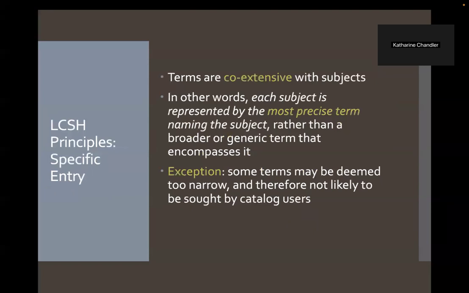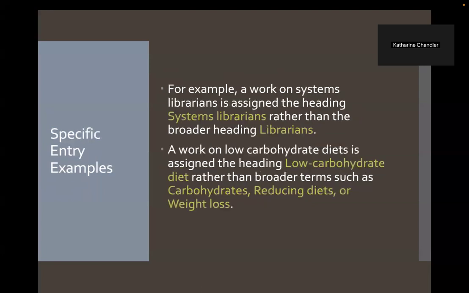Terms are coextensive with subjects. In other words, each subject is represented by the most precise term naming the subject rather than a broader or generic term that encompasses it. Exceptions: some terms may be deemed too narrow and therefore not likely to be sought by catalog users. For example, a work on systems librarians is assigned the heading Systems librarians rather than the broader heading Librarians. A work on low carbohydrate diets is assigned the heading Low-carbohydrate diet rather than broader terms such as carbohydrates, reducing diets, or weight loss.